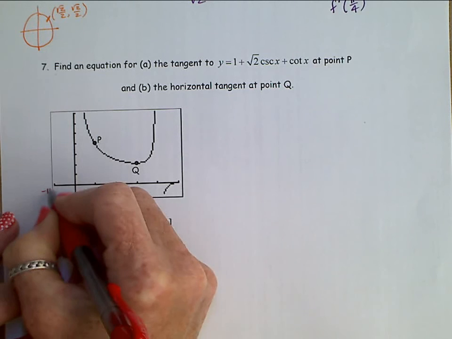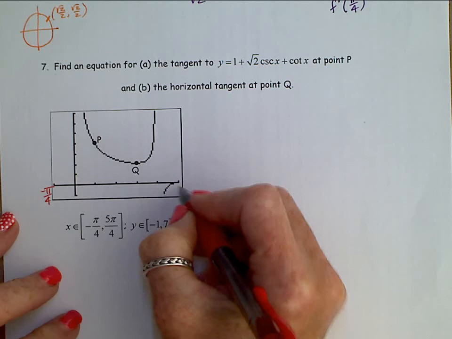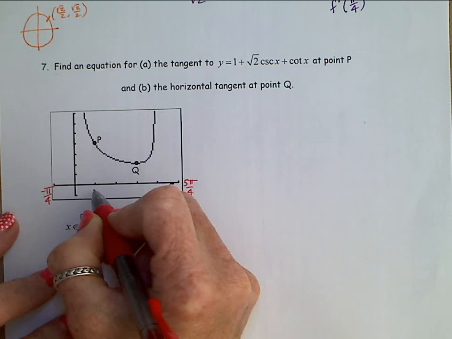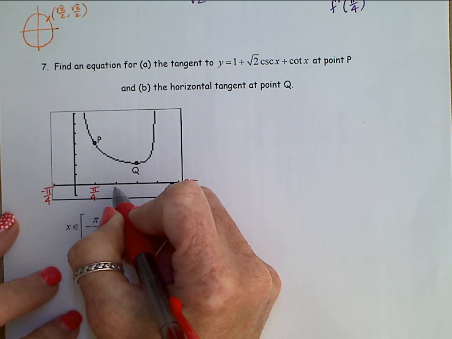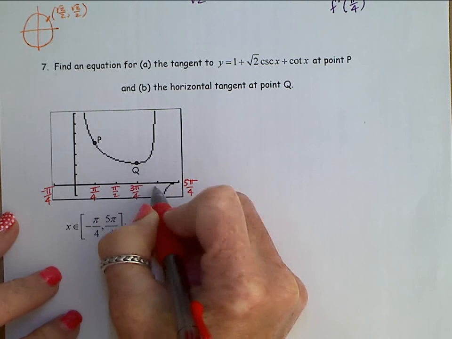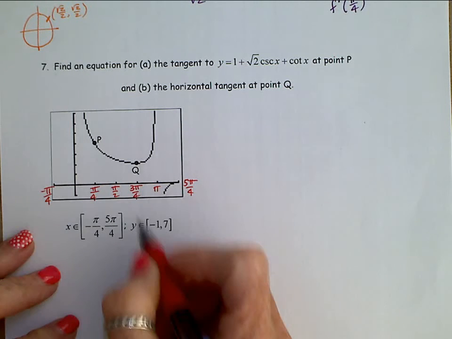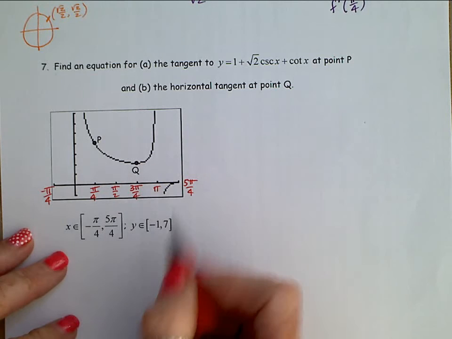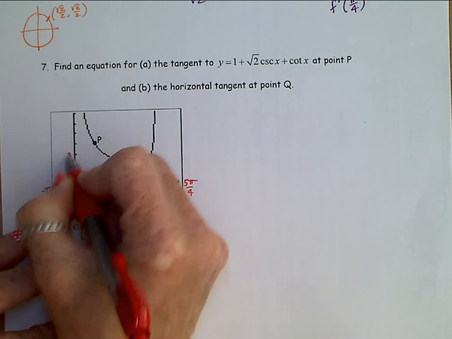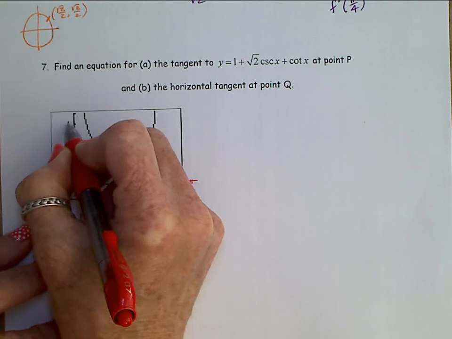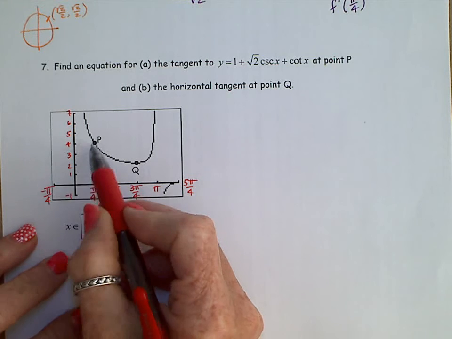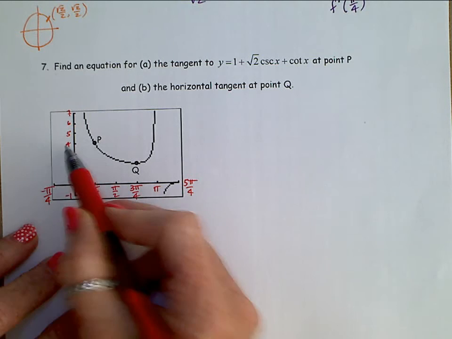So here's negative pi over 4. There's 5 pi over 4. So we must be counting off by pi over 4s. And in the y's, y goes between negative 1 and 7. Okay, clearly then we see that P is at pi over 4 comma 4.